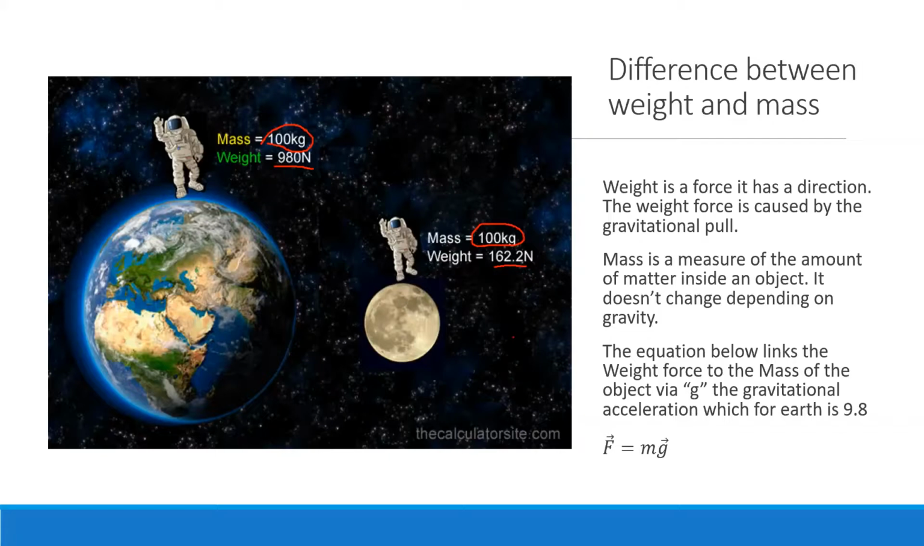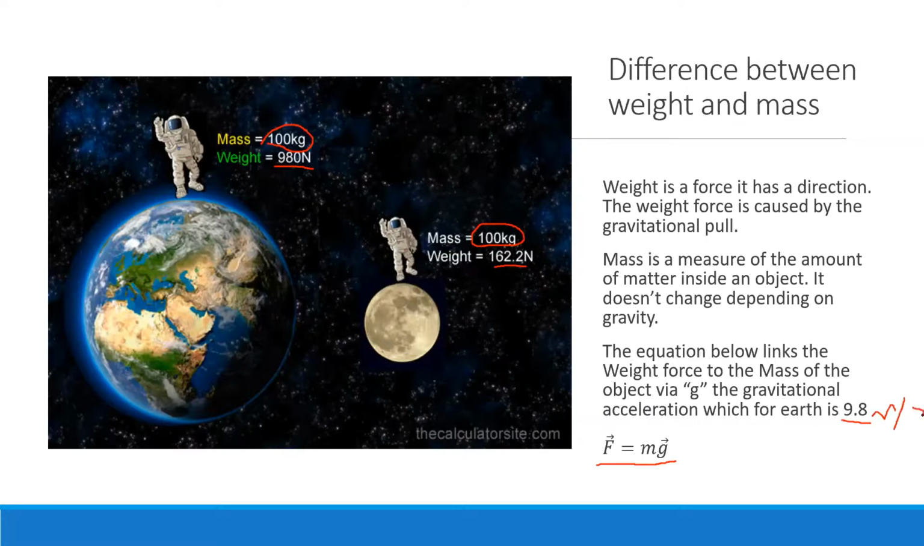Now, the equation, by the way, that links the weight force to the mass of the object is W = mg, where g is the gravitational acceleration, which for Earth is 9.8. So this here is the formula that we're going to use. This is, of course, for many of you, Newton's second law. All I've done is instead of using a, I've replaced it with g, and g happens to be 9.8 meters per second squared.